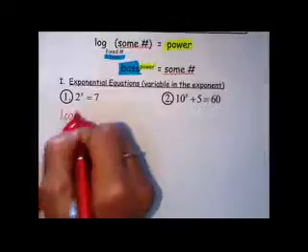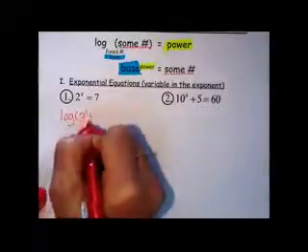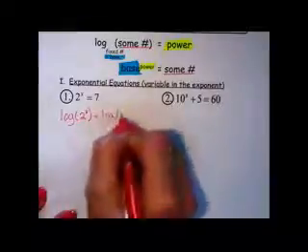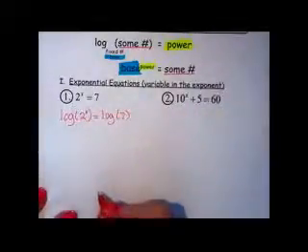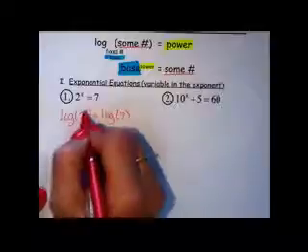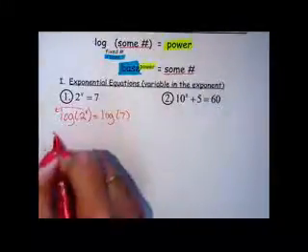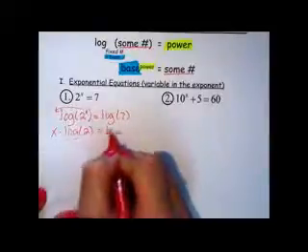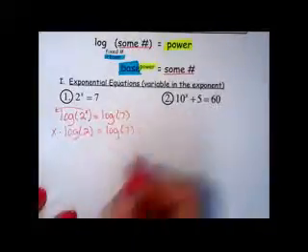We'll do the log of 2 to the x power, but what you do to one side, you have to do to the other, equals log of 7. That allows us to take this x and bring it out. So x times log of 2 equals log of 7.